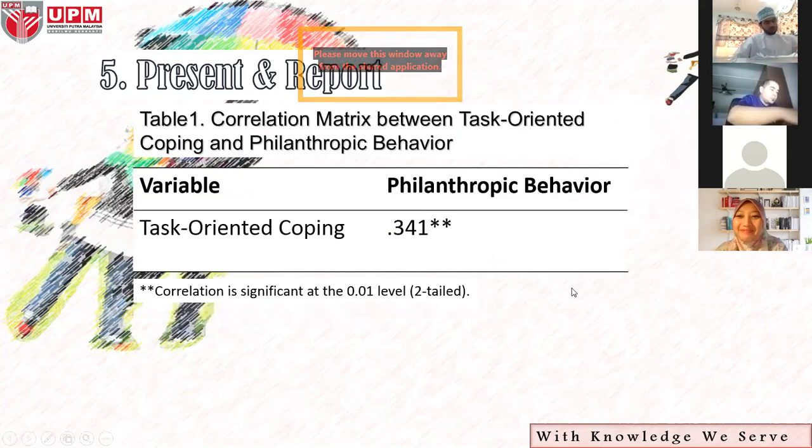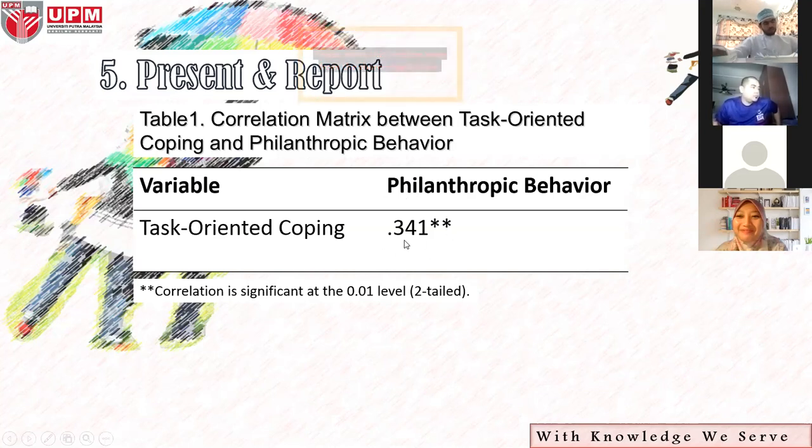So in terms of presenting your table, you just present it like this. Okay. In this case, because I have only one IV and one DV, I just report the heading for the row as the variable, philanthropy, and for the column, task-oriented coping, our IV. Okay, if you have more, meaning that you need to add, you need to add on your right side.